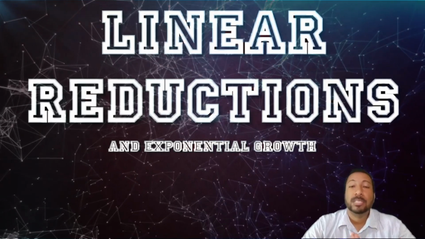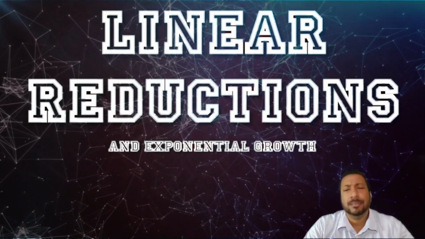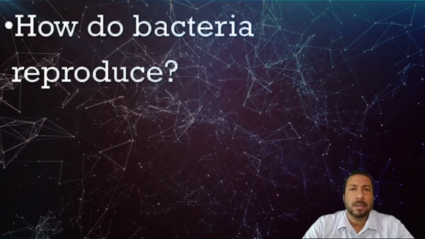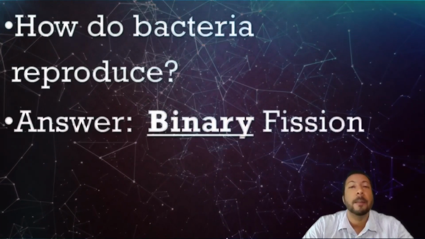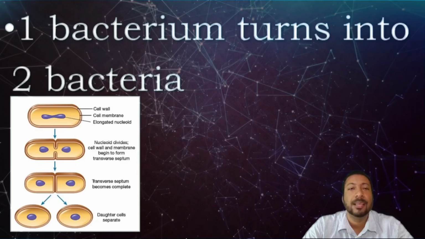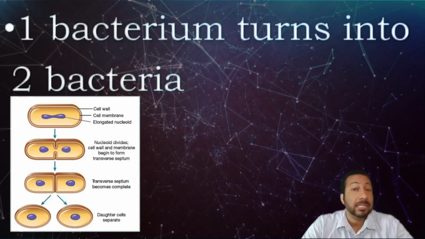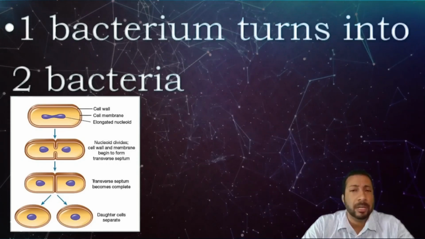Welcome to our lesson on linear reductions and exponential growth. So, first let me start by asking you, how do bacteria reproduce? Well, the answer is binary fission. It means that one bacterium turns into two bacteria.